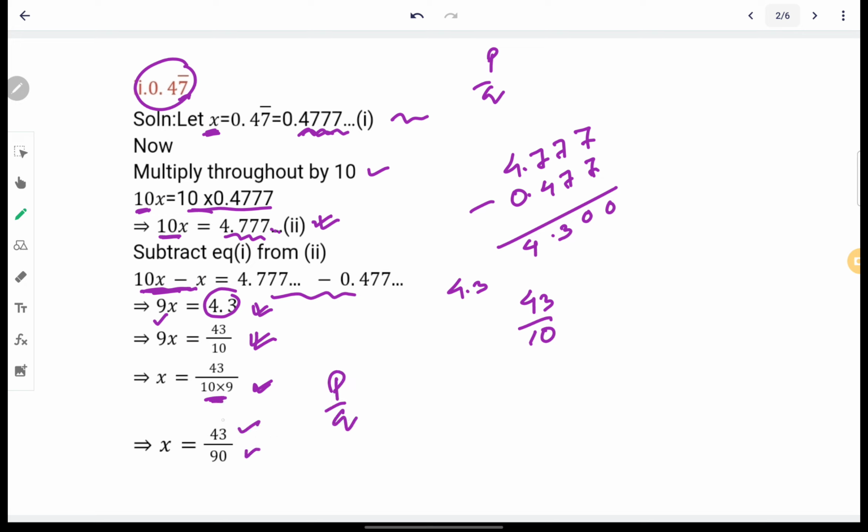All right, let's do one more, Roman number 3. When you look here, now you can see that there are 3 repeating digits, right? 0.001 bar means what? 0.001001001, and then it goes to infinity, which means we'll multiply throughout by 1000. Okay, so let x be equal to this. Now we're multiplying by 1000, right? So it'll become 1000x, and then 1000 into this. When you multiply these two, you're going to get 1.001 till infinity again. All right, so same thing, subtracting both the equations now.